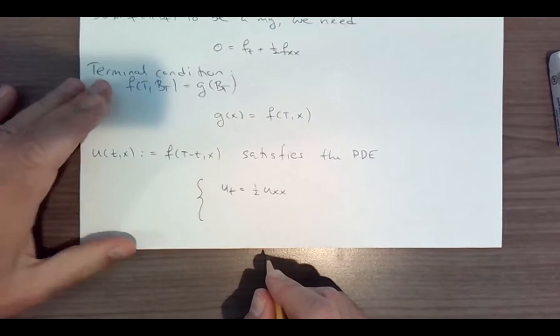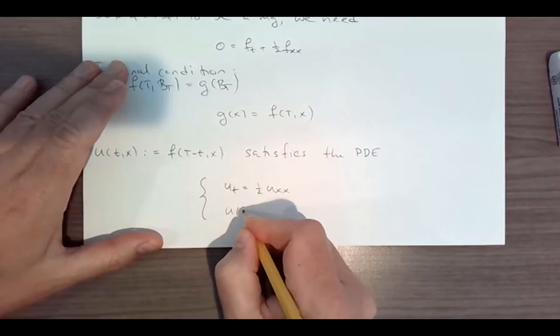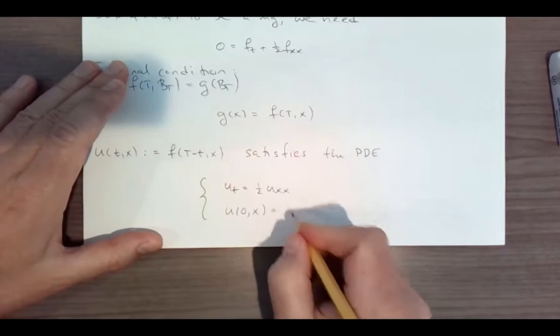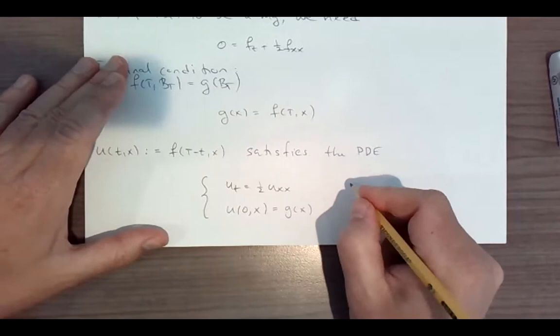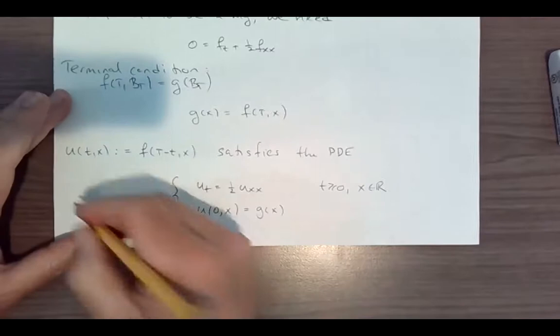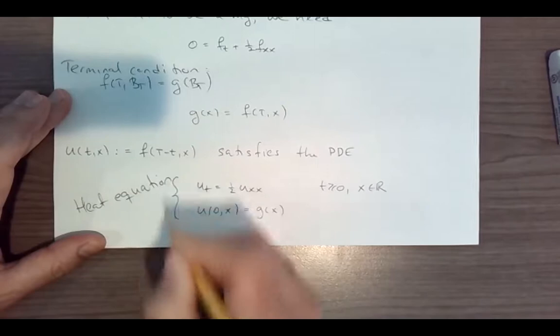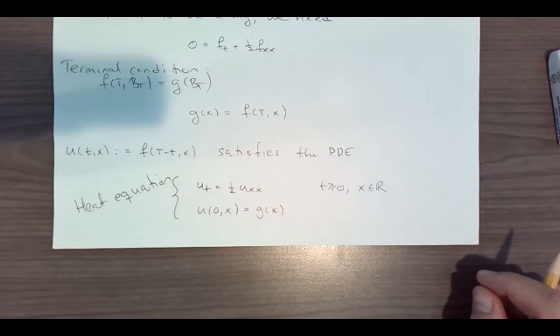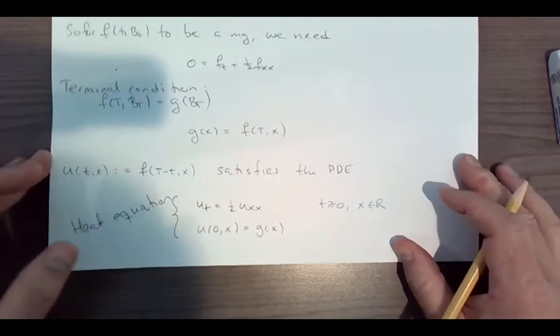And then lastly, the terminal condition will now become an initial condition. So you have u at 0, x, that's going to become exactly your g. And this is going to be true for t positive and x a realization of the Brownian motion B, so x is in R. So this here is the heat equation. At this point, I'm hoping we're familiar and comfortable with this.